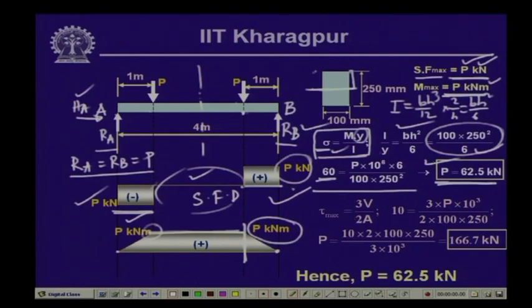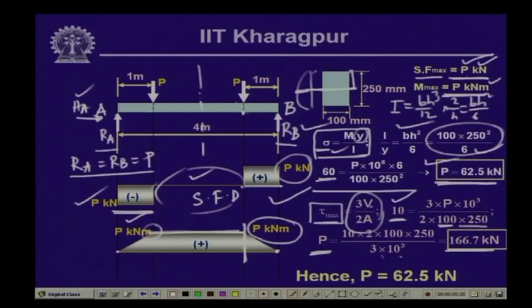Now, let us look into the value of P which we get if we have to satisfy the maximum shearing stress criteria. As we know, the maximum shear stress in a rectangular cross section occurs again at the neutral axis, since it varies parabolically, and the maximum value which we get is equal to 3 V by twice A. Now, the maximum allowable shear stress is equal to 10 megapascal. V we have obtained as P, the maximum value of V, and the cross sectional area is 100 times 250. So, if we compute from this, the value of P comes out to be 166.7 kilonewton.